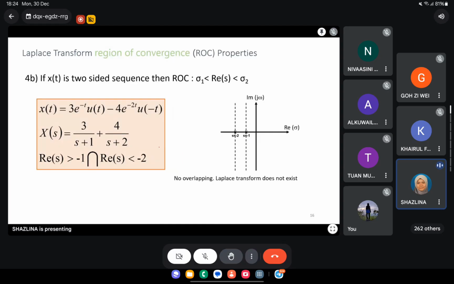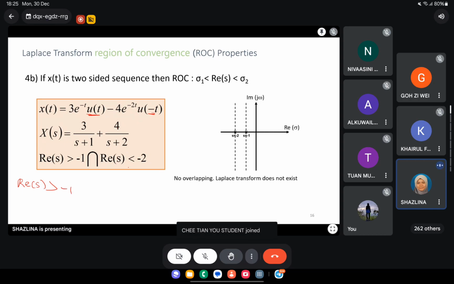Okay, in this case, let's look. This is a right-sided, and if you do the transform, you get 3 over s plus 1. And this is a left-sided, and if you do the transform, you get 4 over s plus 2. For the right-sided, the pole here is -1. Right-sided, it has to be bigger. ROC: real s must be bigger than -1.